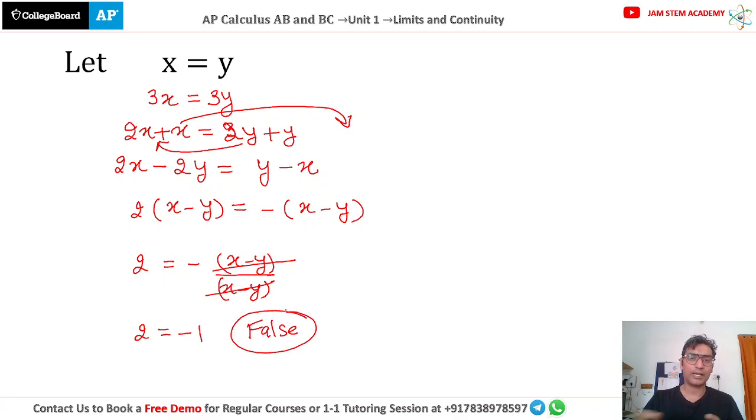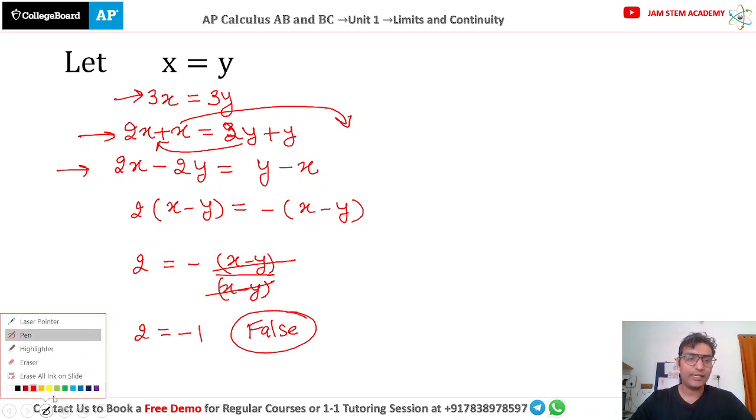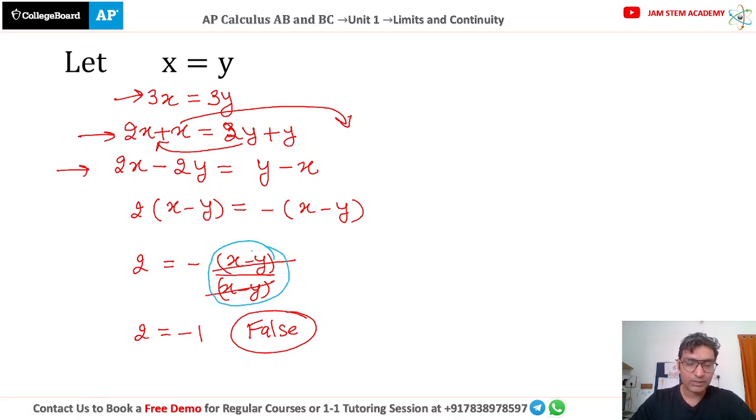We did it correctly. All the steps are correct. Like, yes, we can multiply by the same number. Yes, we can rewrite it like this. And we can take the terms to the left or right by changing its sign. Then what's the problem? You can pause the video and think about it. And I'm giving you the answer to this one. The reason behind this is that when we divided by x minus y, this portion, here we have the problem.